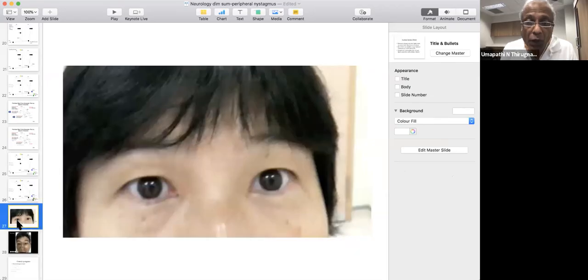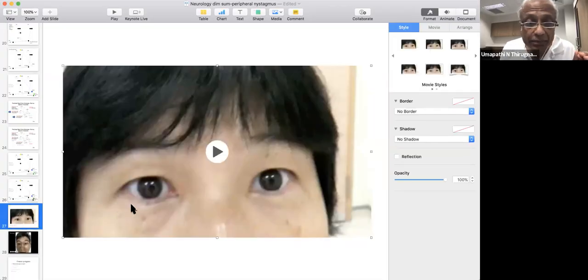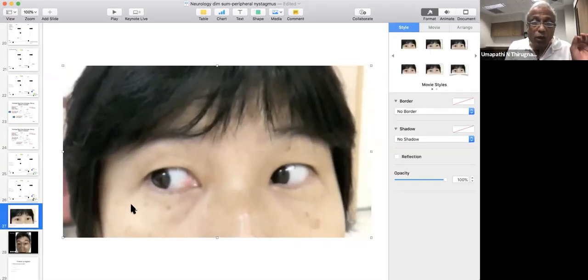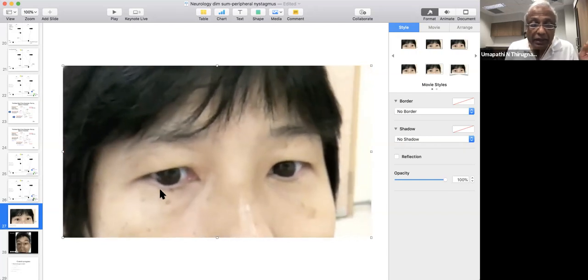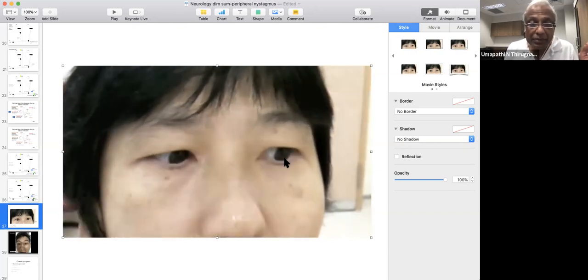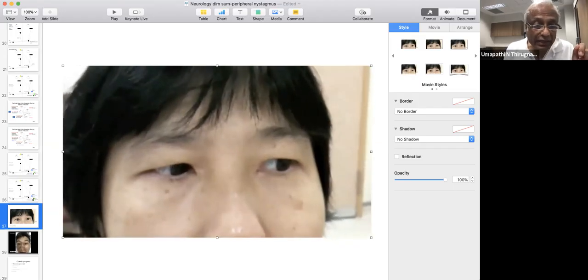This one is a pure horizontal nystagmus. Direction changes. Nothing happens at primary position. It only happens when she evokes the gaze. And it's always in the direction of gaze. When she looks to the right, it's beating to the right. When she looks to the left, it's beating to the left. And this lady has cerebellar degeneration.